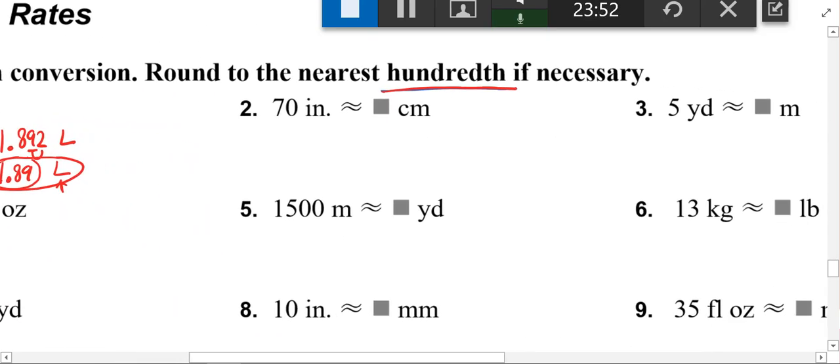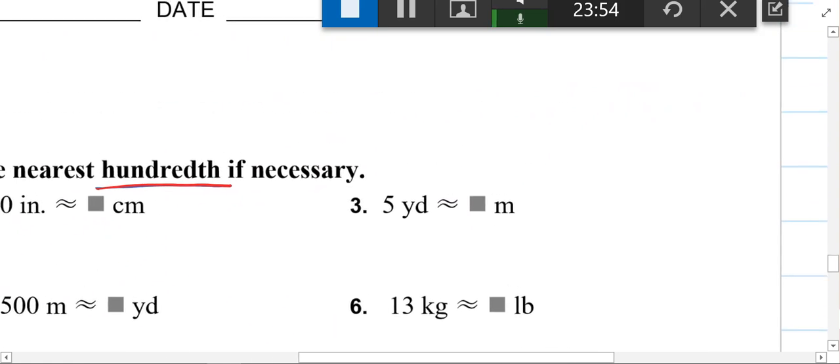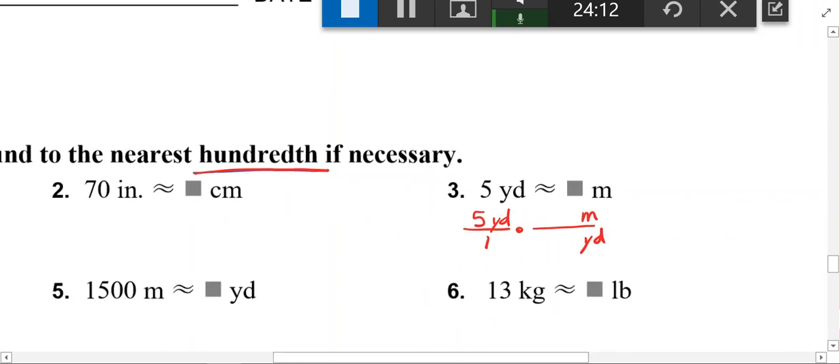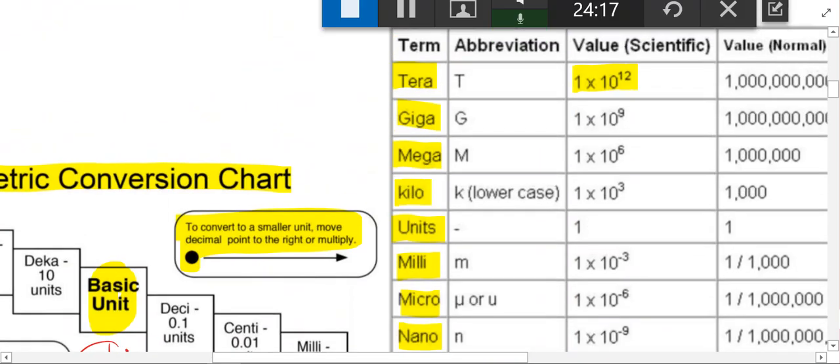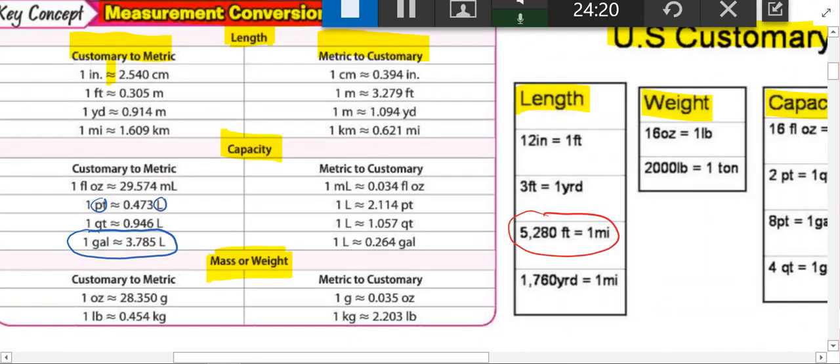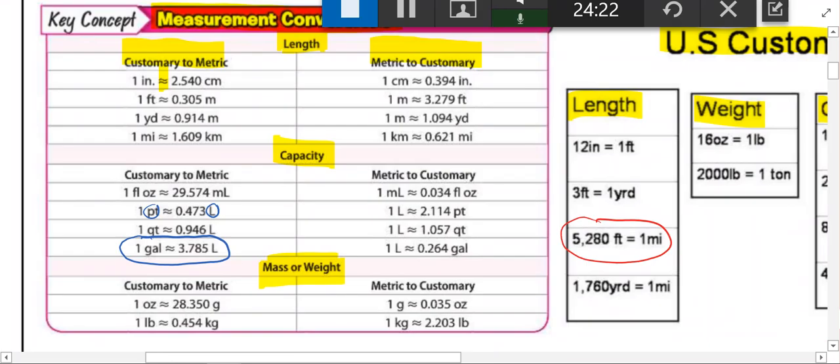All right, let's go into number 3 here, and we're going to change yards into meters. So 5 yards is going to be equal to how many meters? Well, hopefully the chart will give us yards to meters. Let's go see if it does. And here we are, length, yards to meters, and it does. It's 0.914.